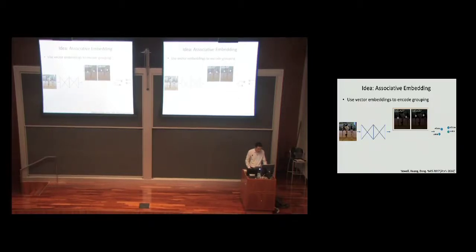So we proposed this idea called associative embedding for this task. And the idea is to use vector embeddings to encode grouping. This is how it works. We still use the exact same setup we have used for single person pose. So here we have the input image and we apply the stacked hourglass network, and it gives us a set of heat maps. One for each body joint, as before.